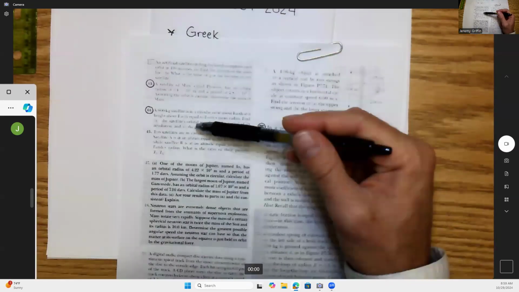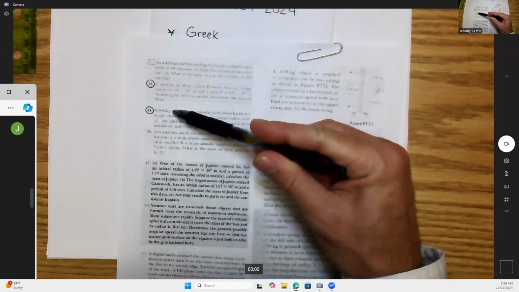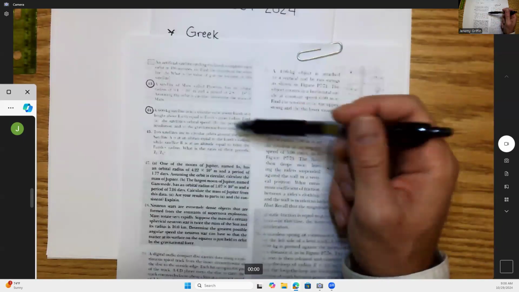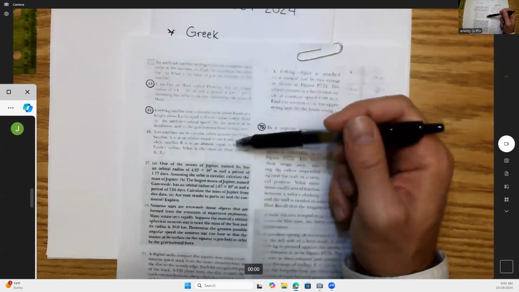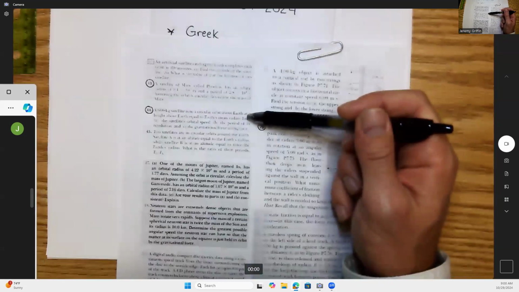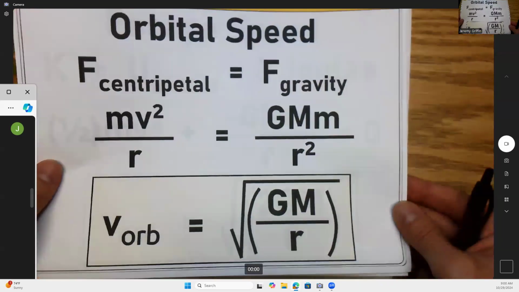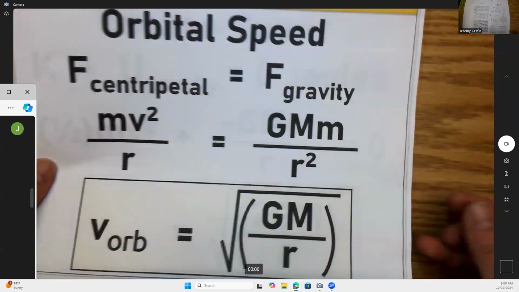44. A 600 kilogram satellite, and you guys know the mass of the satellite probably has nothing to do with how fast it has to go, in circular orbit around Earth at a height equal to Earth's radius. Ooh. Calculate the speed, the time period, and the gravitational force acting on it. Okay, I bet this could be helpful right here, for that one also.